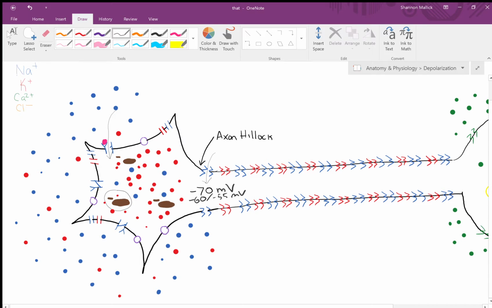The sodium rushing in causes the next area to reach threshold as well, which causes the voltage-gated channel to open, and more sodium to rush in. This propagates down further, and the voltage increases to -55 over here. This channel opens, more sodium rushes in, and this wave, or like she said, a domino effect, travels all the way down the axon. And this is your action potential.